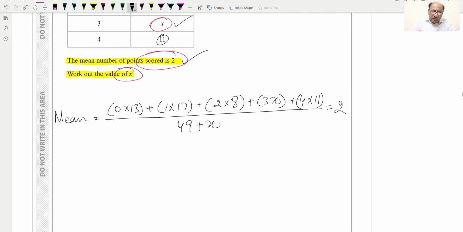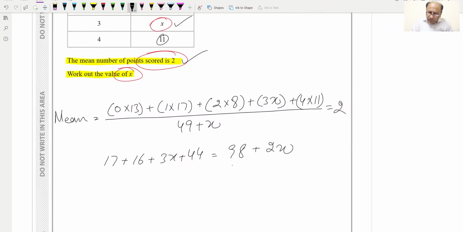Now we can cross multiply. This numerator we will multiply and simplify, and this will be 0 plus 17 plus 16 plus 3x plus 44. Cross multiplying, this will be multiplied by 2, so this will be equal to 49 into 2, which is 98, plus 2x.